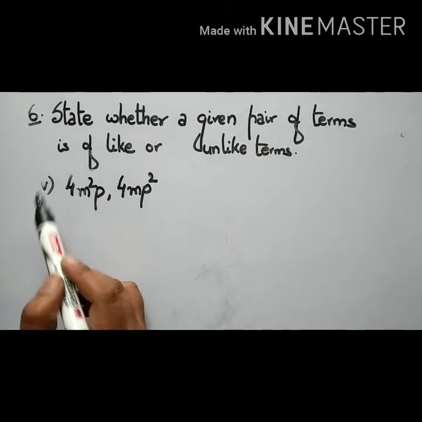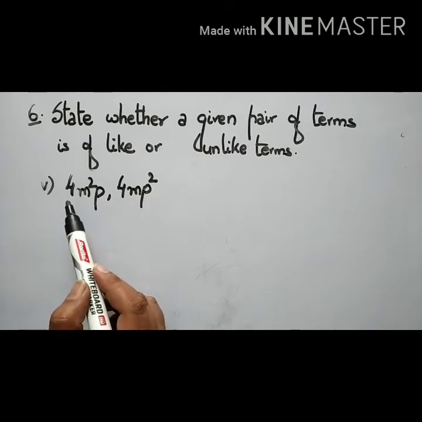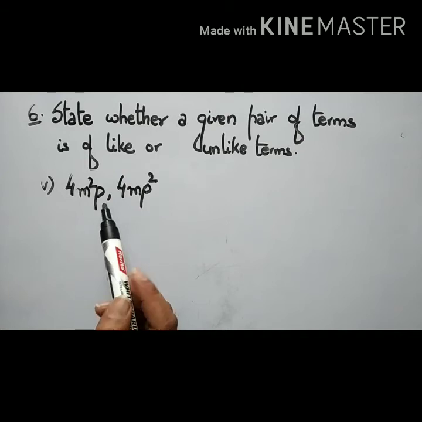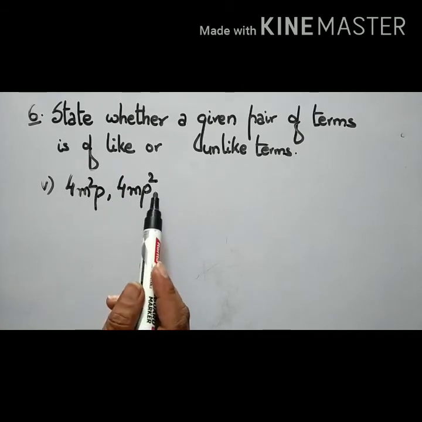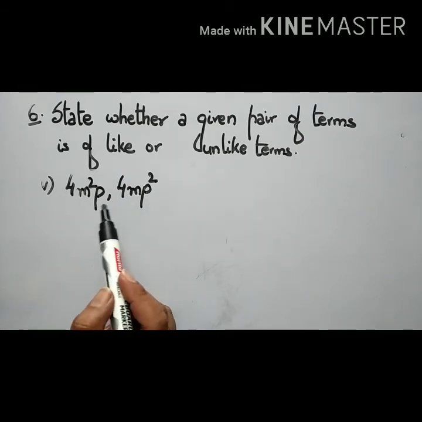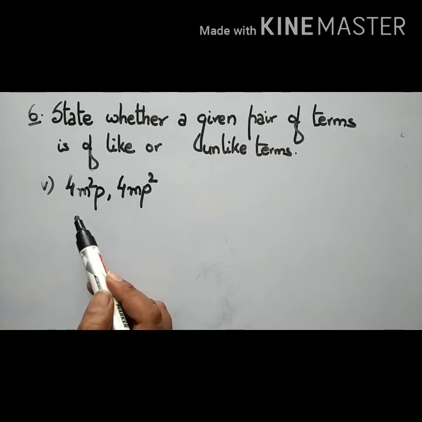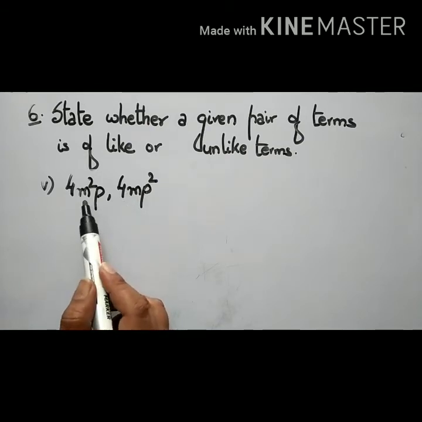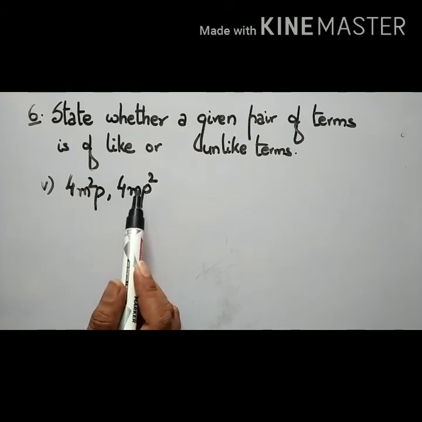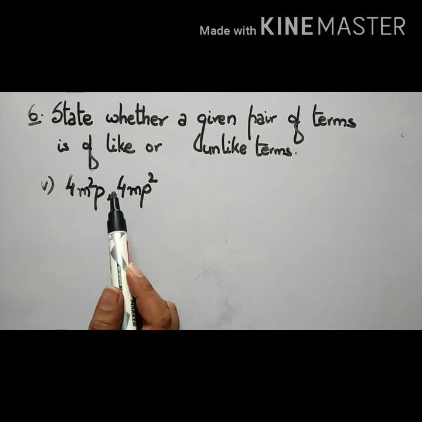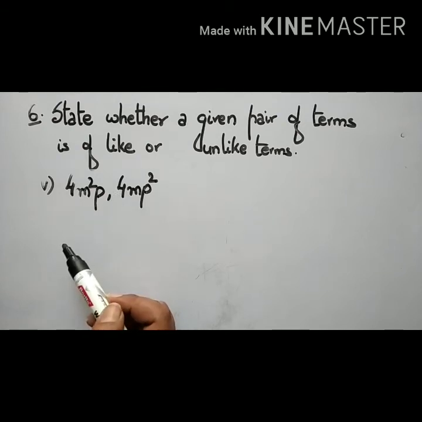Next is the fifth part. It's 4m square p and the second term is 4mp square. No doubt in this case both the terms have the same variables, that is m and p. But these both terms are not like terms. They are unlike terms. Why?